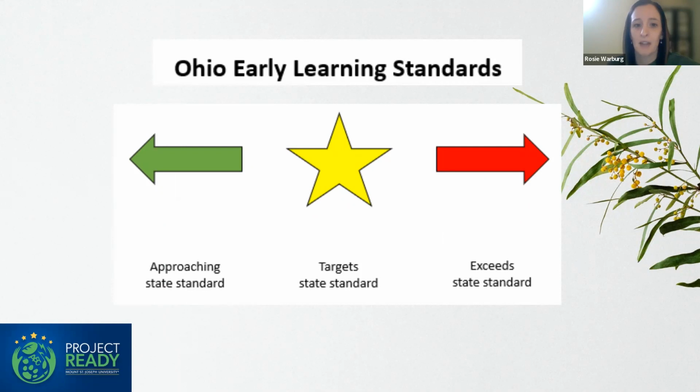Those colors relate back to our Ohio Early Learning Standards. So if you see something that is green, that means that skill is approaching the Ohio State Standard. It's listed as one of the indicators under the standard that leads to the final standard that we hope students have by the time they leave preschool. If you see yellow, that tells you that skill targets the state standard. And if you see red, that means this skill is exceeding the state standard. We've included some skills that exceed the state standard because we know that sometimes in preschool we have students who are ready for that. So we've included those as well.